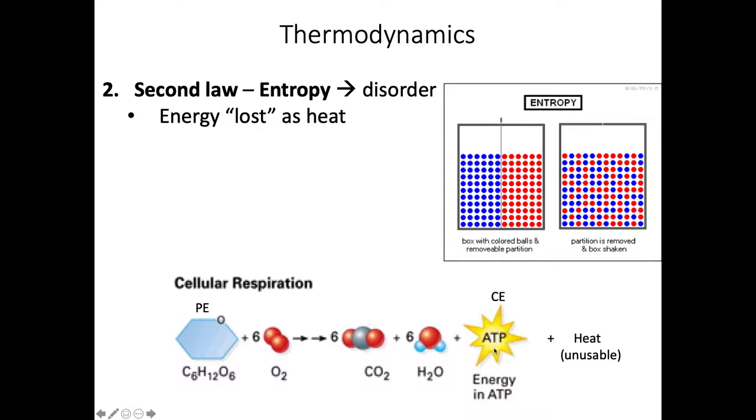And then in a lot of chemical reactions, what we produce is called heat, especially in cellular respiration. We produce a lot of heat. And then this heat is just energy that is lost into the universe, but it's still in the universe. So energy is still constant. But this heat is in an unusable form. We cannot use it. So we say that it is lost.